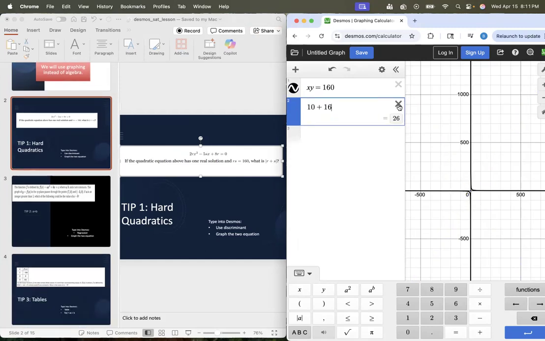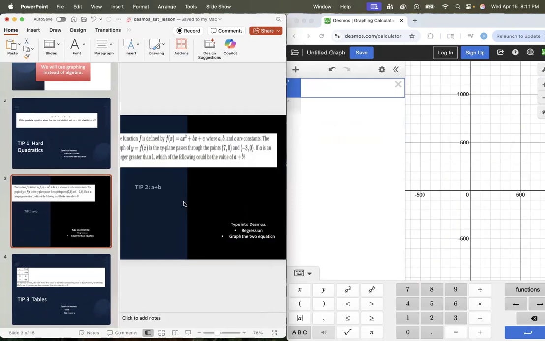This question is a little bit tricky, but we'll get it done. This is the function. The function is defined as f of x equals a x squared plus b x plus c. a, b, and c are constants. The graph of y equals f of x in the xy-plane passes through 7, 0 and 3, minus 30. If a is an integer greater than 1, which of the following could be a plus b?